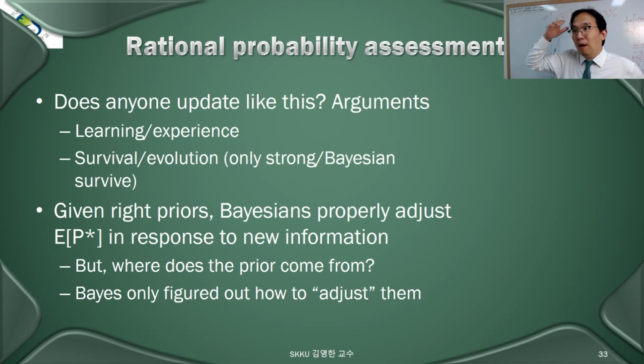The same thing over there, right? Where do we get our priors? Bayes only figured out how to adjust them. Bayes' rule is a nice framework, but we don't question those priors. What if the prior probability is wrong? That's a serious question. And that's what we're going to talk about from now on.